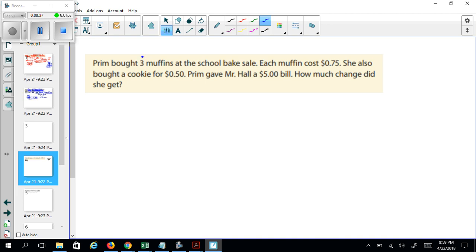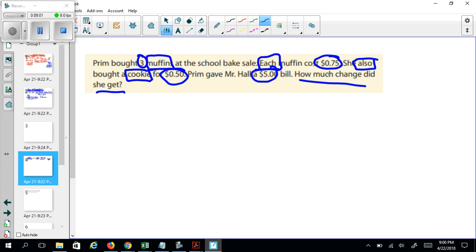So here I have 3 muffins, and each muffin costs 75 cents. She also bought a cookie for 50 cents. She gave Mr. Hall a $5 bill. How much change did she get? Now, when you're talking about change, are you talking about adding, subtracting, multiplying, or dividing? You're going to be talking about subtracting. So you're giving money, and then with change, you get some money back.